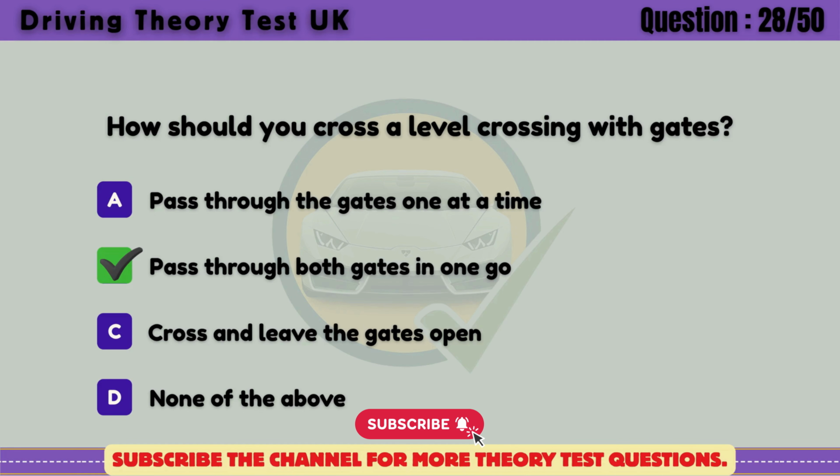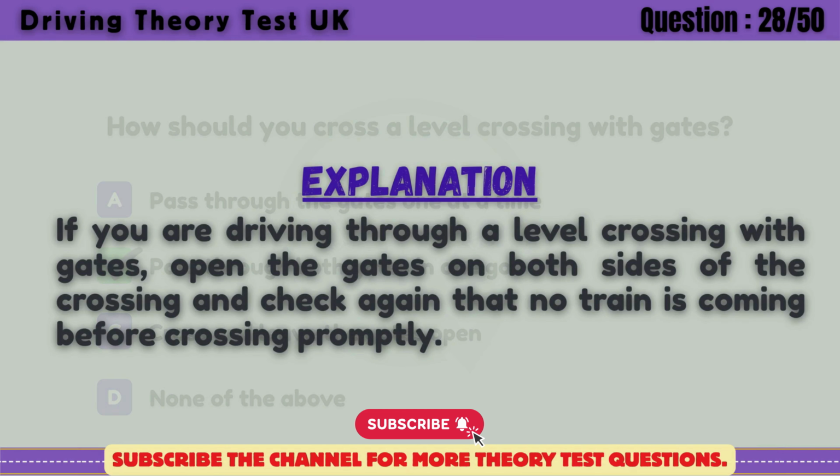Answer is B. Pass through both gates in one go. If you are driving through a level crossing with gates, open the gates on both sides of the crossing and check again that no train is coming before crossing promptly.